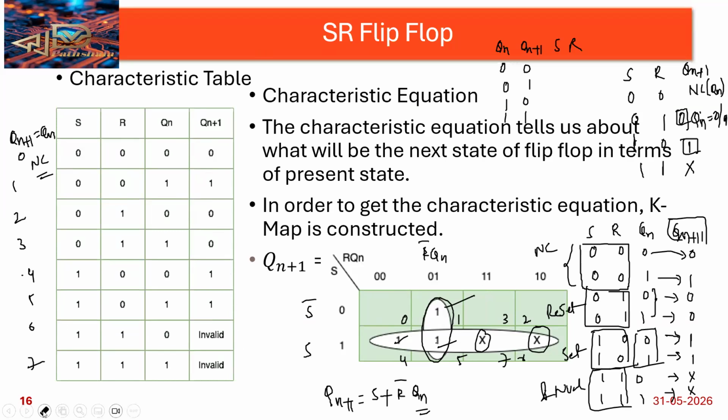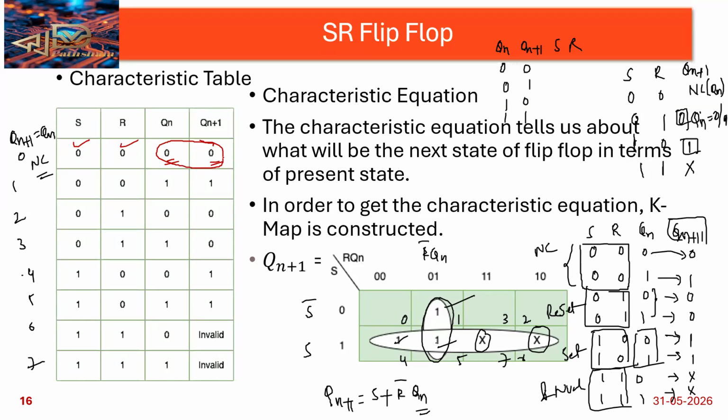What condition am I checking here? Qn is 0, Qn plus 1 is also 0. Where we use these excitation tables, one flip-flop is converted to another flip-flop. At that time we use these excitation tables. So for the 0 0 case, what are the S and R values? S is 0, R is also 0.